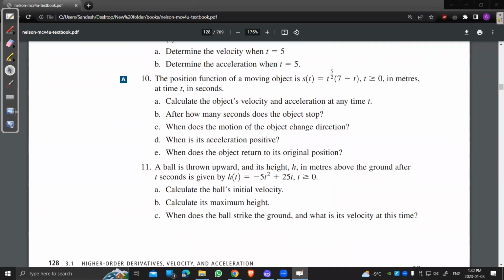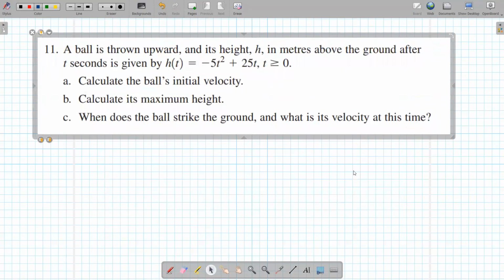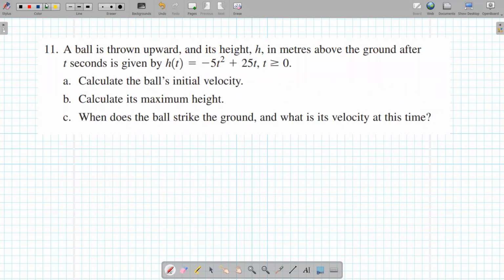Okay, here, let's try doing this. Again, it's a quadratic. It's not even a trinomial. It's pretty simple. Calculate the ball's initial velocity. They've given you the position function, the distance function. They're asking you for the velocity. What do you do? How do you go from distance to velocity? You find the derivative.